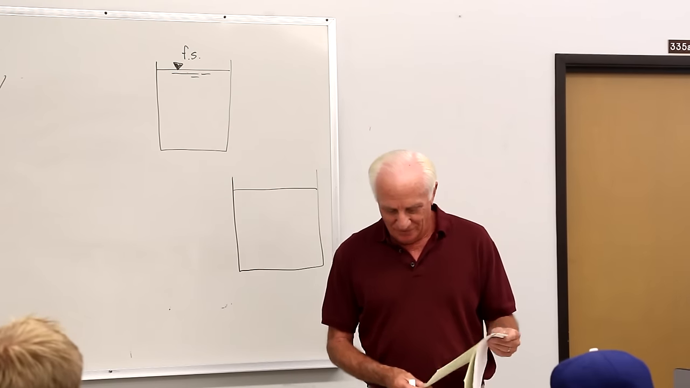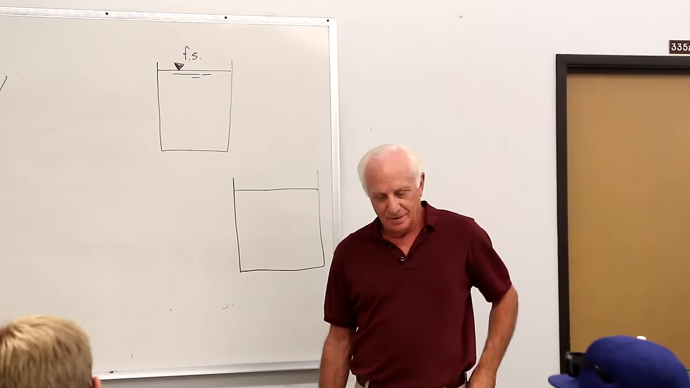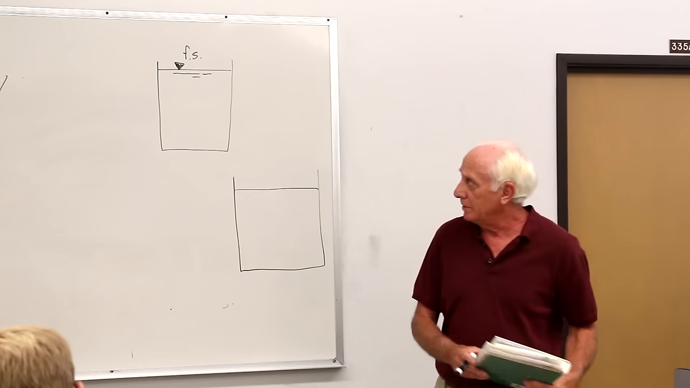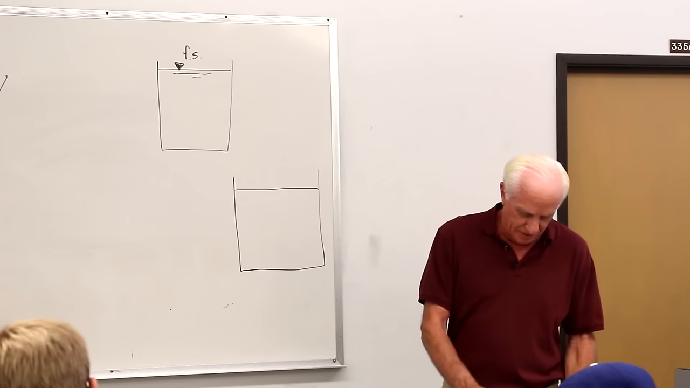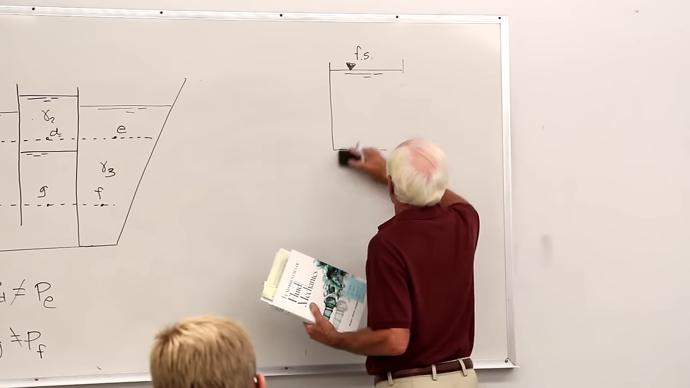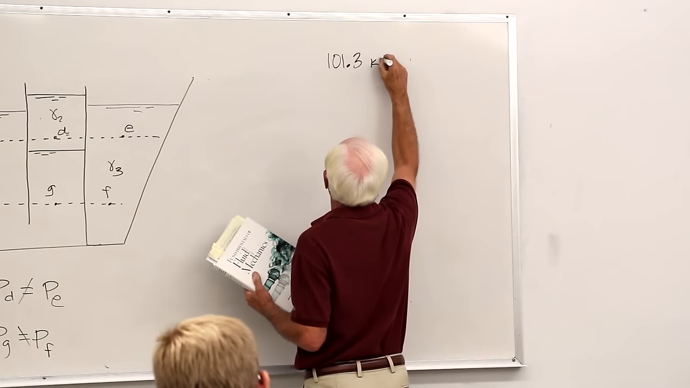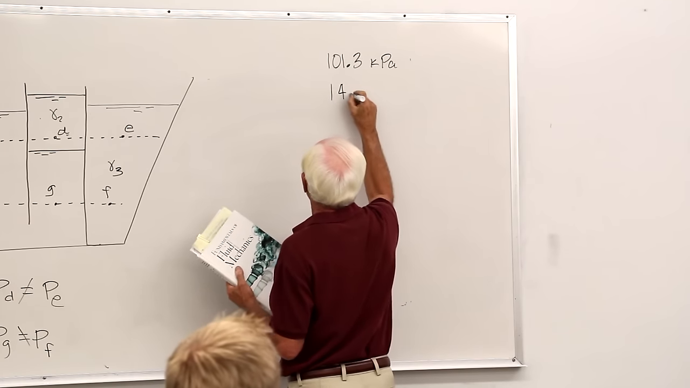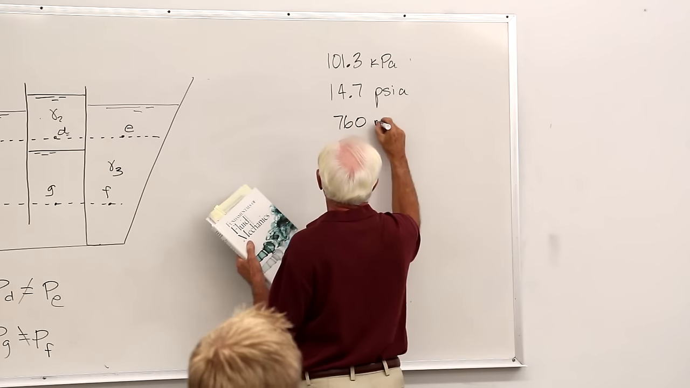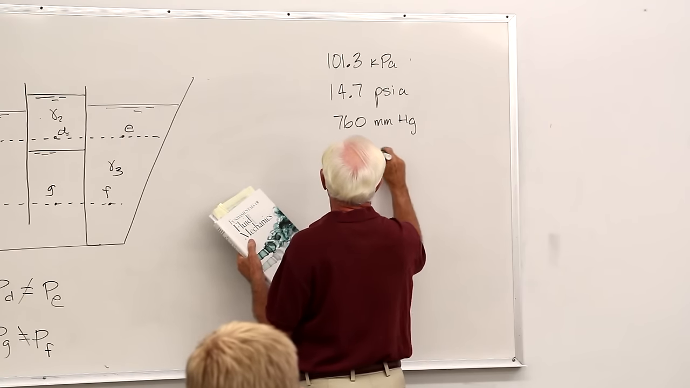Before I do this next thing, you could probably do it with the unit conversion on your phone or your laptop, but I'm going to put them on the board for you. Our book doesn't give them this way, but it's a good way to do it. So these are conversion factors in pressure. I'll put them over here: PSIA, 760 millimeters of mercury, 30 inches of mercury.